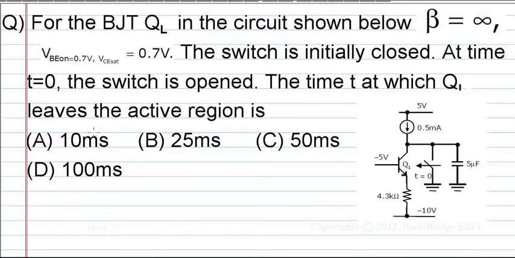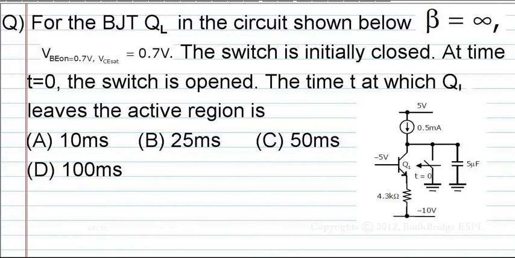For the BJT Q1 in the circuit shown below, beta equal to infinity, VBE on equal to 0.7 volt, VCE saturation equal to 0.7 volt. The switch is initially closed. At time t equal to 0, the switch is opened. The time t at which Q1 leaves the active region is. The options are 10 millisecond, 25 millisecond, 50 millisecond, 100 millisecond.